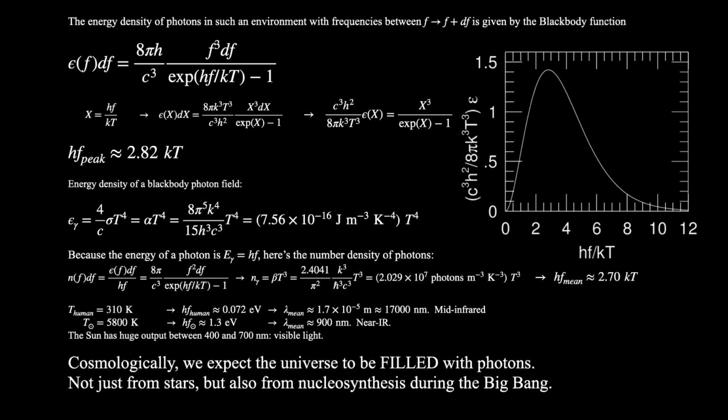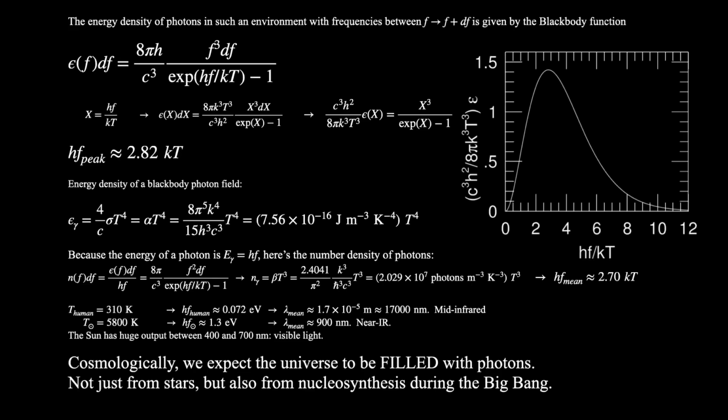And if you work out the value of that constant beta, it's about 2 times 10 to the 7th photons per cubic meter per degree of temperature cubed. So there's a lot of photons in there. The hotter it is, the more photons you can have per cubic meter. That's an important thing we're going to be getting to later because we're going to be talking about the cosmic microwave background density as well. This also leads us to the mean energy, the average energy, not the peak energy, which is about 2.7 times kT, the typical energy at that temperature.